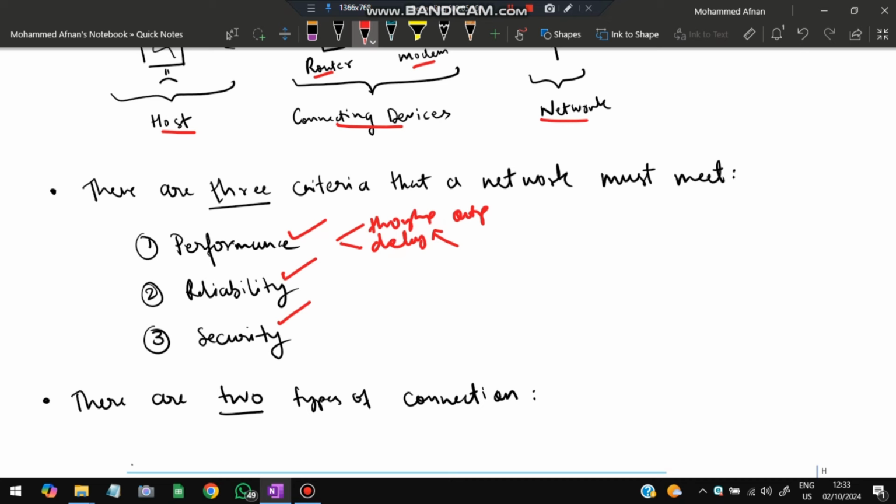Next is reliability. Reliability is measured by the frequency of failure, how many failures are happening, and how the program is recovering from the failure. That is called reliability. That recovery should be very fast.